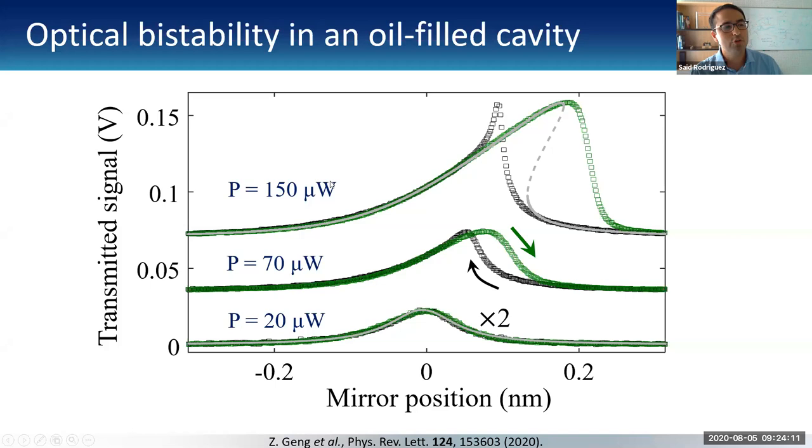And if you increase the power even further, you get a larger hysteresis, and then you get this extra feature that I'll be discussing in more detail in a moment. This is an overshoot that is related to the thermal nonlinearity. The gray curve here is the steady state solution that captures most of the behavior, but it deviates in some regions. Now let's explain where that deviation comes from.